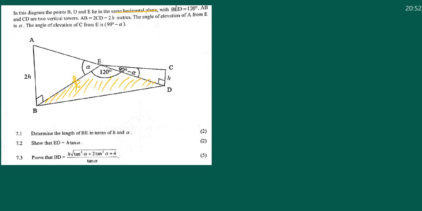And then any line that is going to be from the ground upwards, that is going to form an angle of elevation. You understand me? This would be called an angle of elevation. Why? Because it's like you are moving the ground upwards.